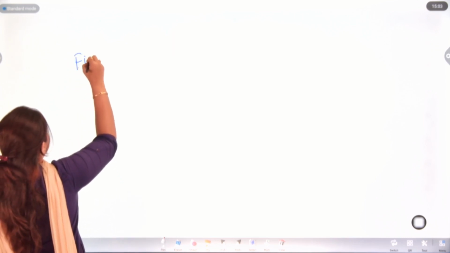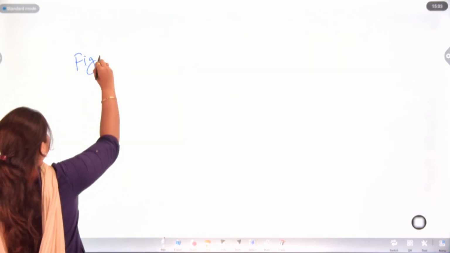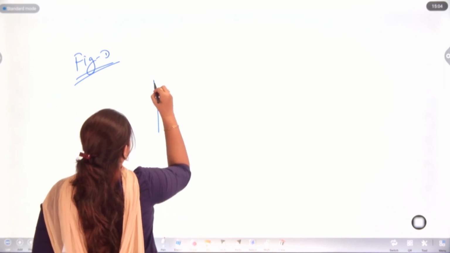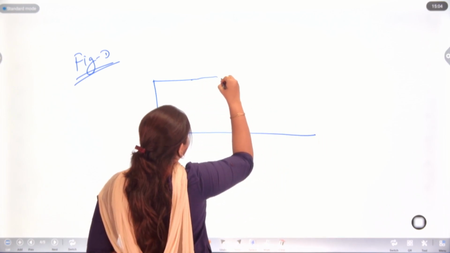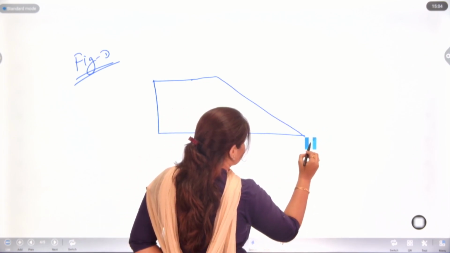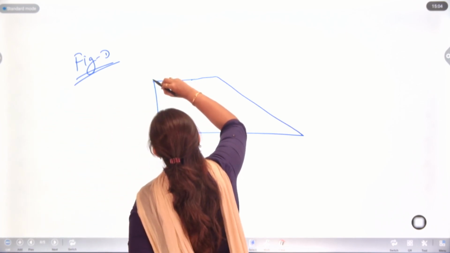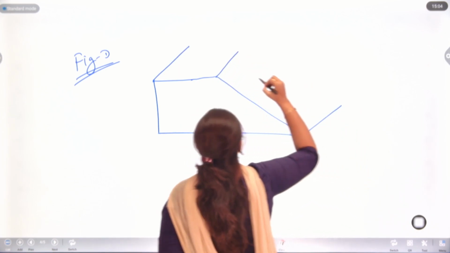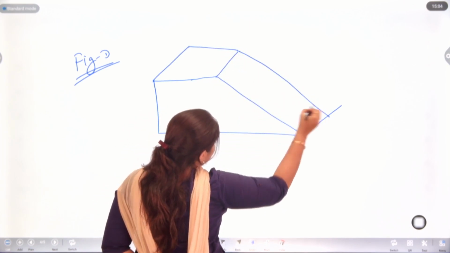In our figure C, figure D. So if we just zoom the object, what will happen? Here the object will be like this. So if we just draw the 3 dimension of the object, now it will be easy to calculate the stresses.